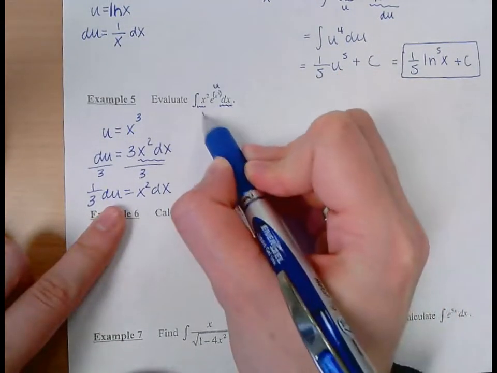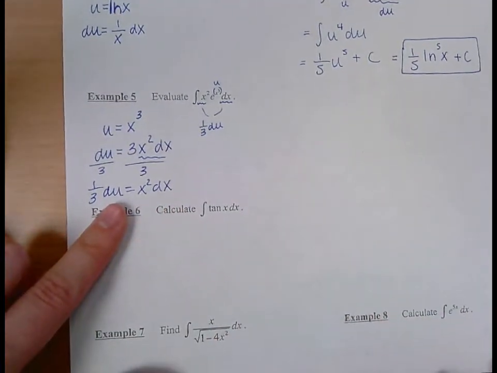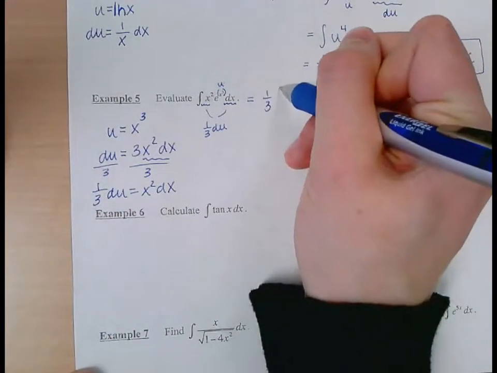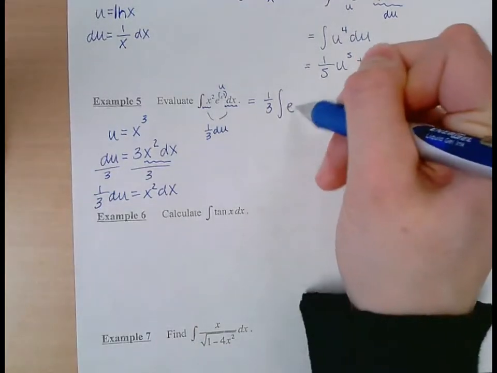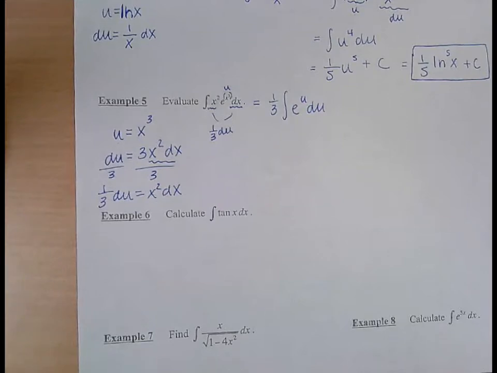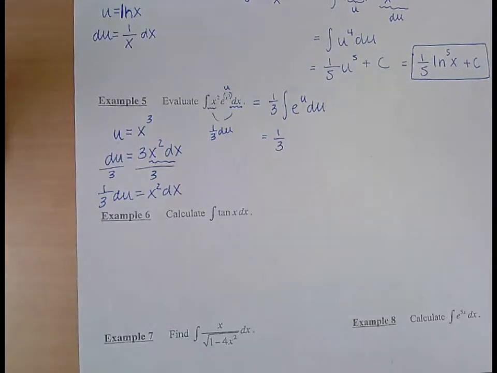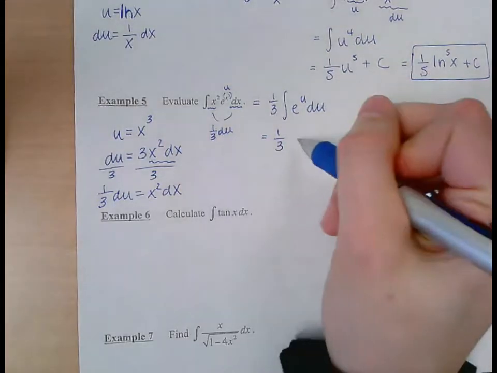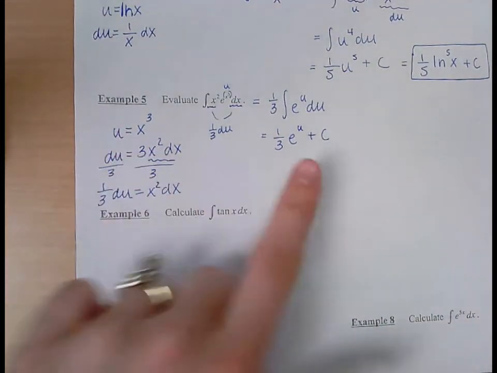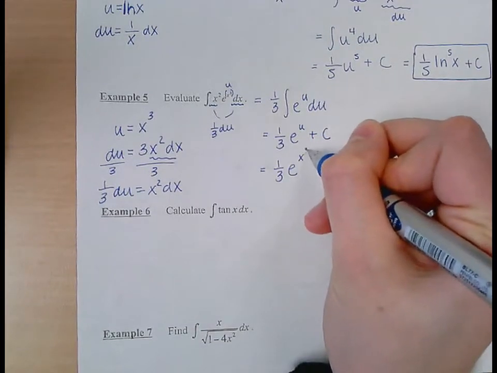The exponent is now u. We have 1/3 du for the x squared and the dx. And the 1/3 we can write in front. So 1/3 times the integral of e to the u du. The 1/3 stays. Antiderivative of e to the u is e to the u plus c. Put u back in: 1/3 e to the x cubed plus c.